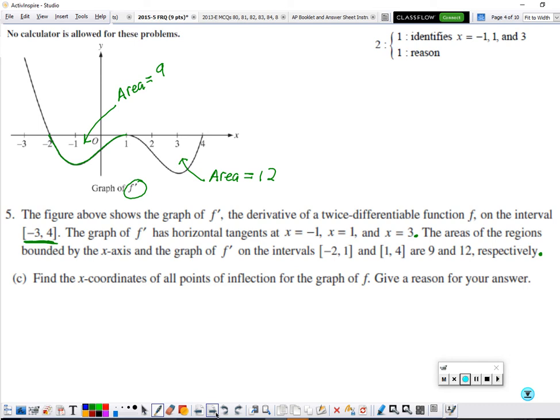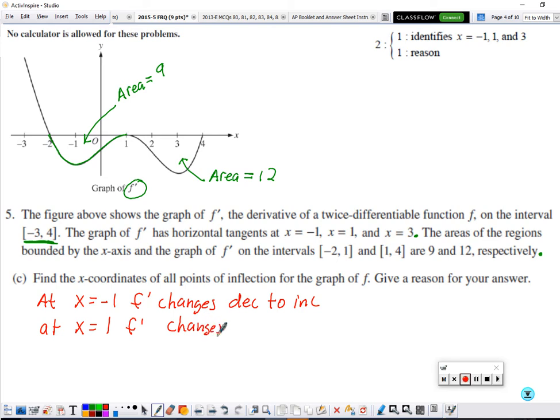So, let's see. Point of inflection. So I would write at x equal -1, F prime changes, and I can abbreviate, decreasing to increasing, at x equal +1, F prime changes, increasing to decreasing, and finally at x equal 3, F prime changes, decreasing to increasing. So F has inflection points.